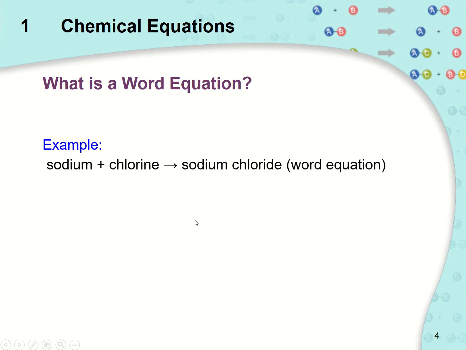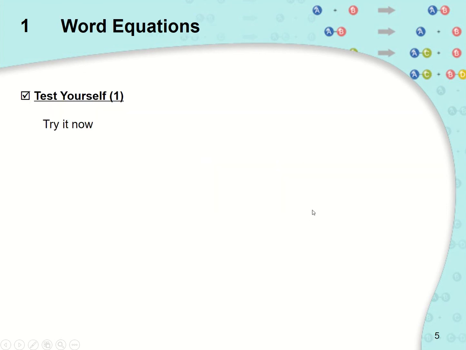These are the reactants of the reaction, and this is the product. In this case, you only have one product for this reaction, but this may not be the case for all reactions. You can have two or more products that are formed in a reaction itself. So this is what we call a word equation. It tells us what goes into a reaction and then what is formed at the end of the reaction. Now pause the video and do Test Yourself 1 now.